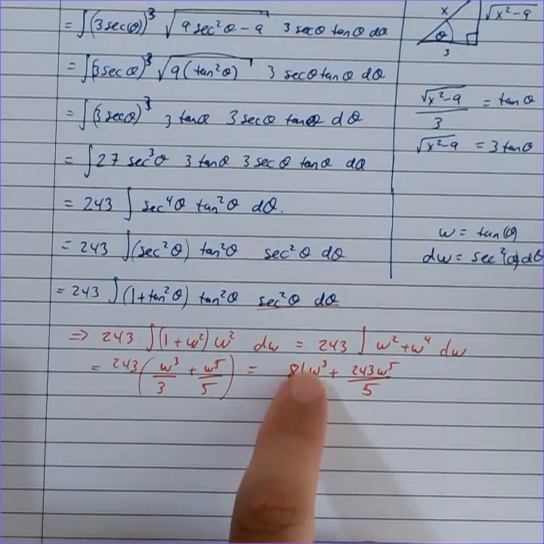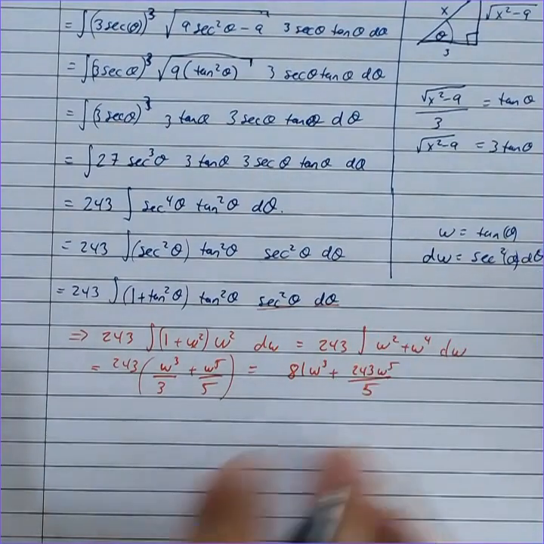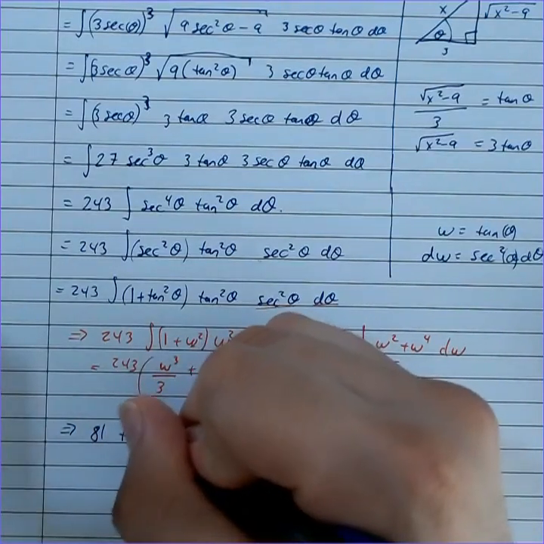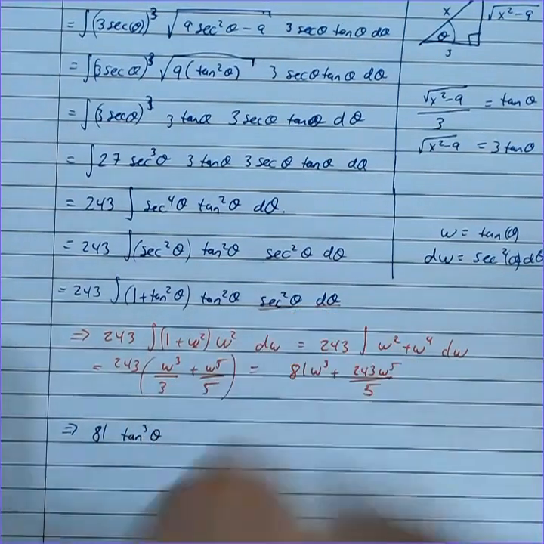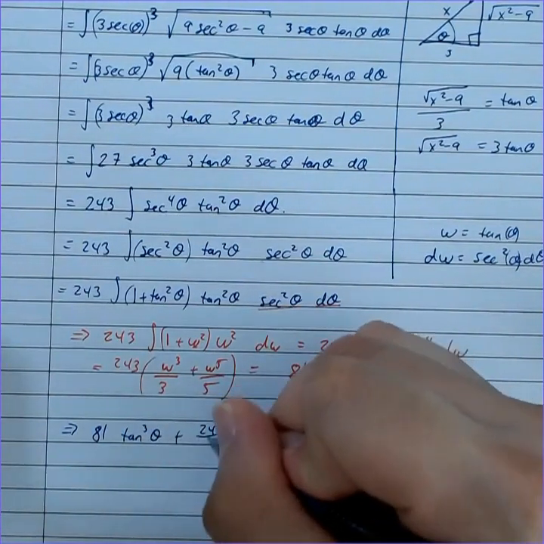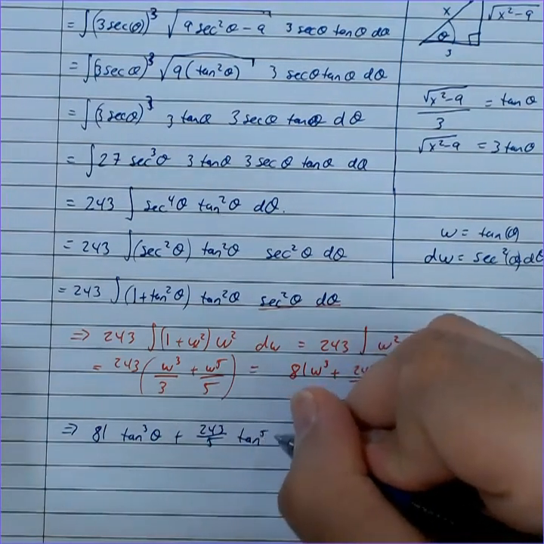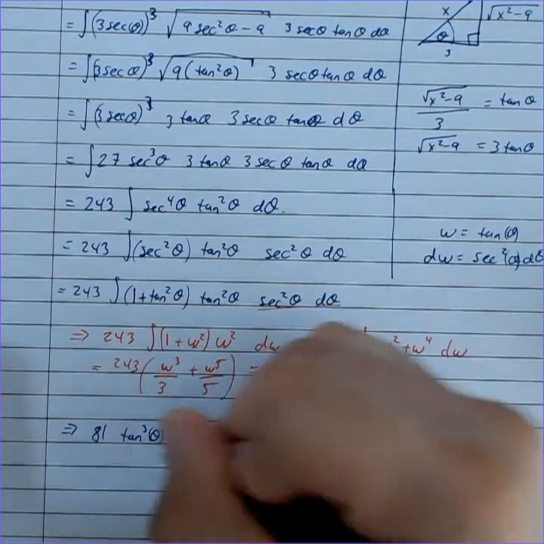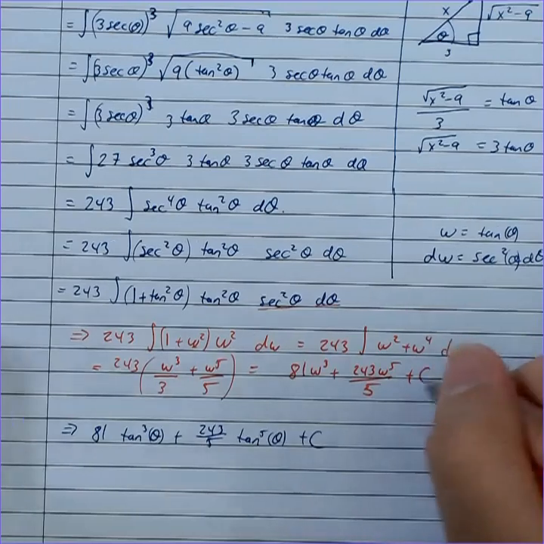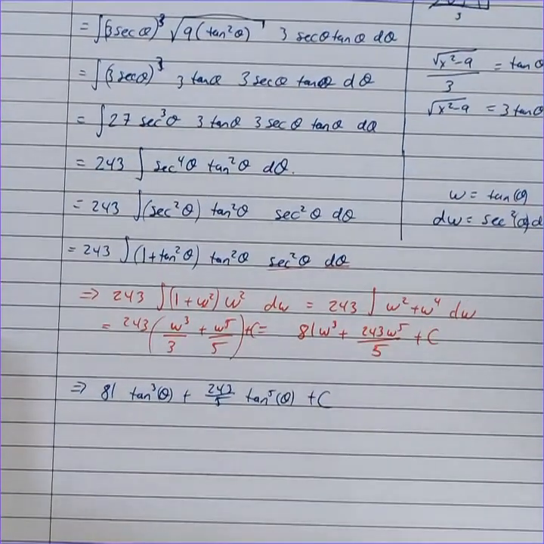So now, that w is actually tangent of theta. So let's go back and substitute in tangent of theta. So now this is 81 tangent cubed of theta, that's being cubed, plus 243 over 5 tangent to the fifth of theta, plus our constant of integration. And you know what? It didn't really cost a lot of effort to just put a plus c there. All right. So now we're almost done.